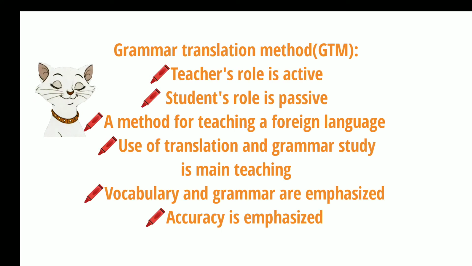The first is GTM, which means Grammar Translation Method. In this method, the teacher plays an active role. This method is teacher-centered. Here, the student is passive. This method is for teaching a foreign language. This method uses translation and grammar study as main teachings. In this method, vocabulary and grammar are emphasized. Accuracy is most important in grammar translation method.